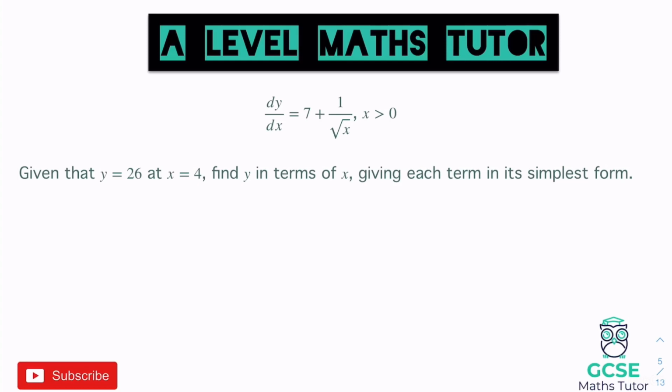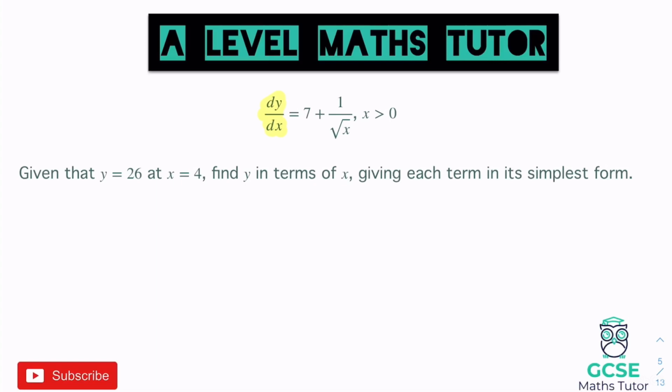So what this is saying here, look, it says this is what dy over dx is, so it's already been differentiated. And in order to get back to the equation of that line, or in other words, y in terms of x, we're going to have to integrate it to do so. And then it gives us a couple of values. It says, look, y is 26 and x equals 4, and that's going to allow us to find that constant of integration once we go backwards.